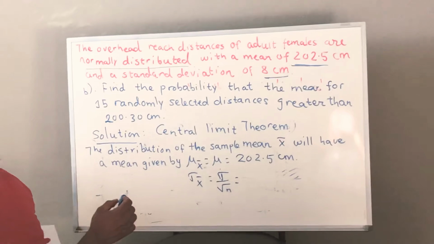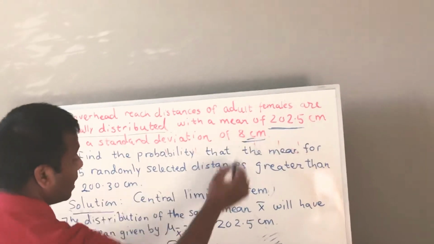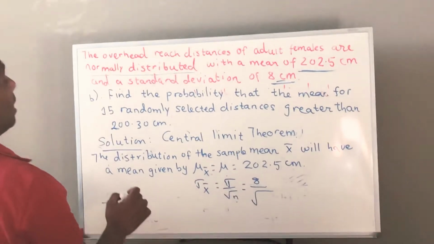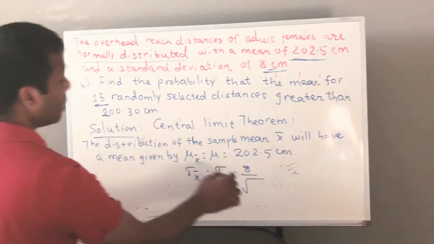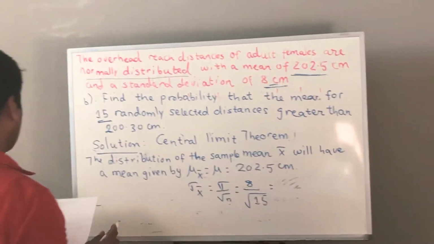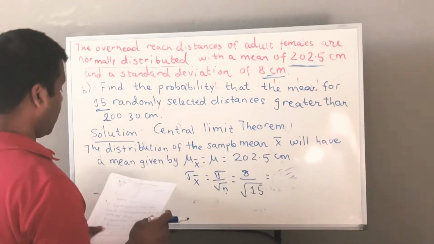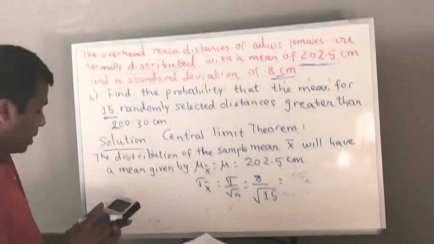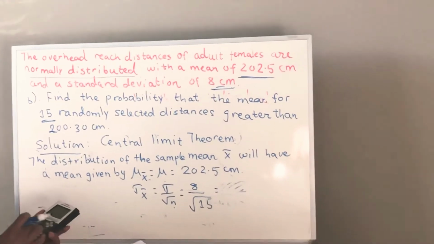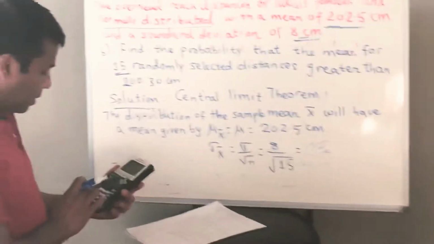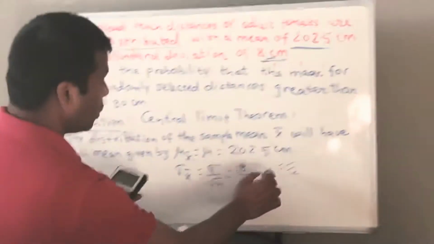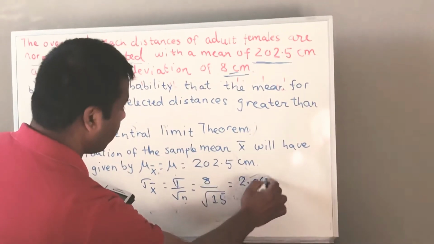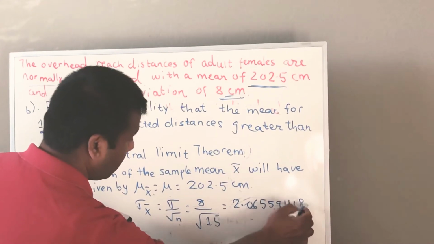You know sigma is given in the problem, which is 8 centimeters. So this is 8 divided by the square root of n, where n is the sample size, and the sample size is 15. So it is 8 over square root of 15. You can just use the calculator to get the value of that. 8 divided by square root of 15 is 2.0655911118, something like this.